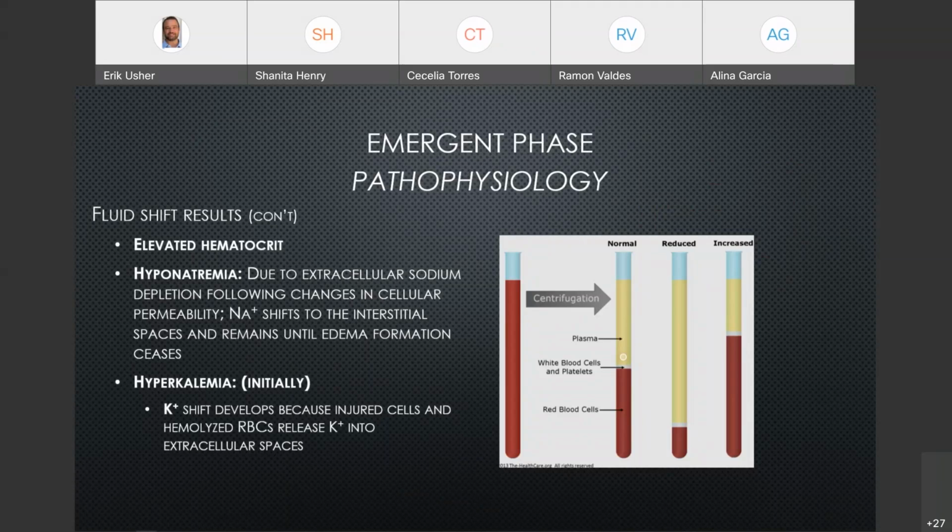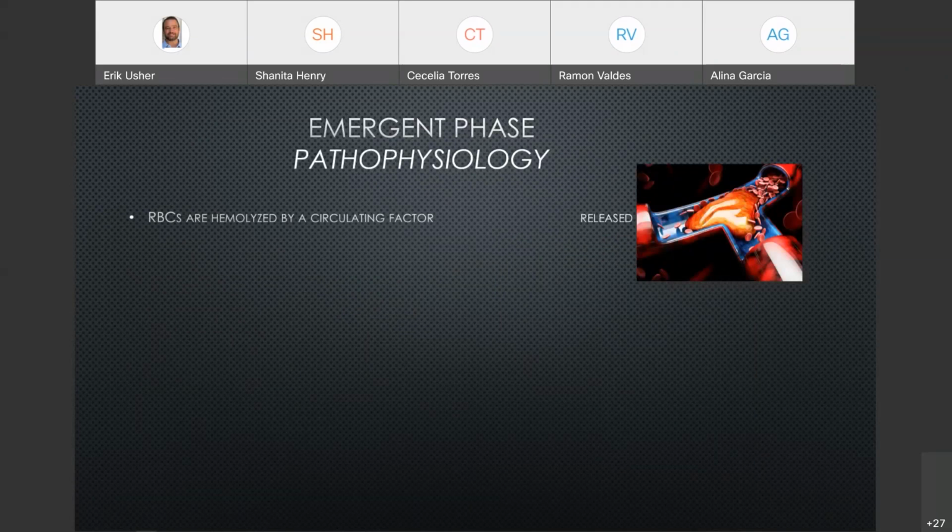So what do we worry about with hyperkalemia? Does anyone remember, what organ do we worry about when we have hyperkalemia? What do we watch? Yeah, heart. Excellent. Yeah, arrhythmias, dysrhythmias, but the heart is what we look for in effects with that. Red blood cells are hemolyzed by circulating factors. Again, you get thrombosis.